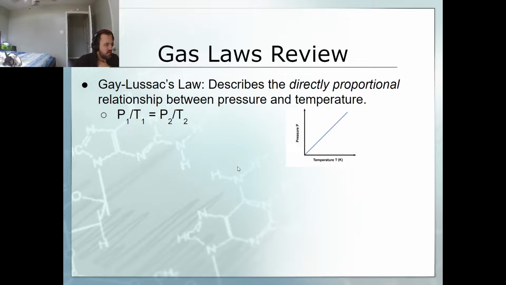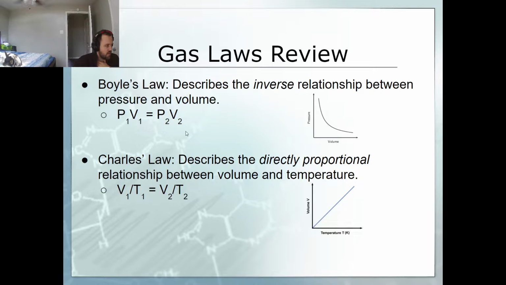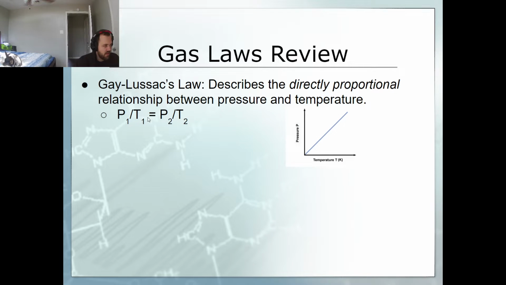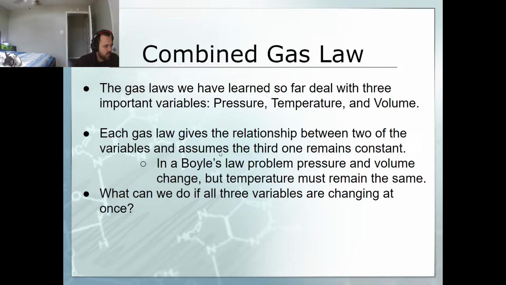Right? So if we look at these three gas laws and look at the equations for them, what you'll notice is that each of these laws only involves two of our three variables, right? The variables that we're talking about are pressure, volume, and temperature. Boyle's law has pressure and volume. Charles's law has volume and temperature. And Gay-Lussac's law has pressure and temperature. Okay? Each one deals with two of them.